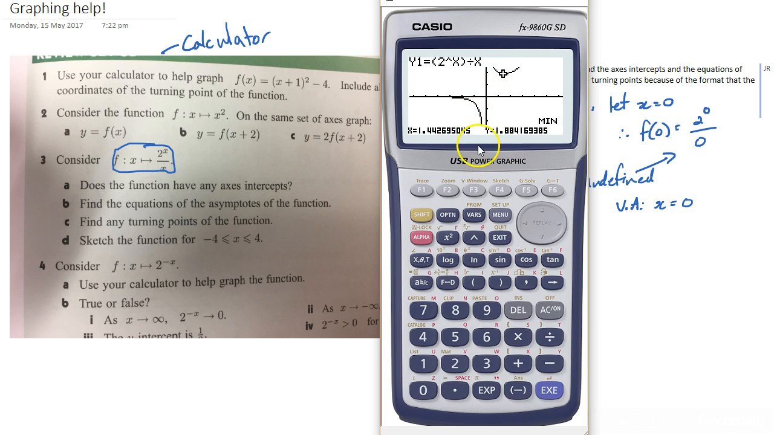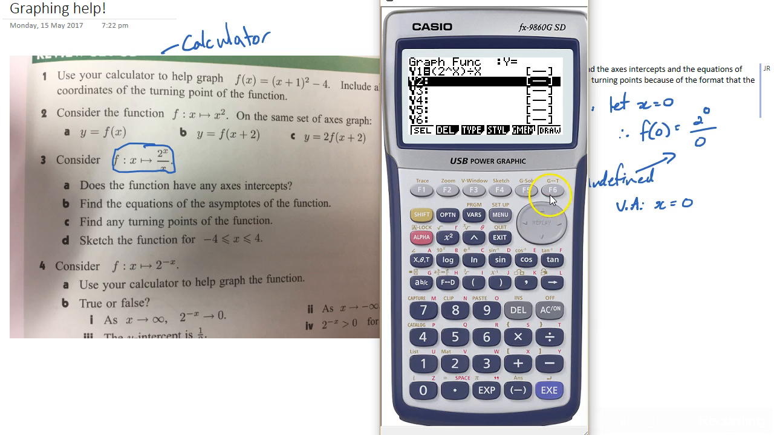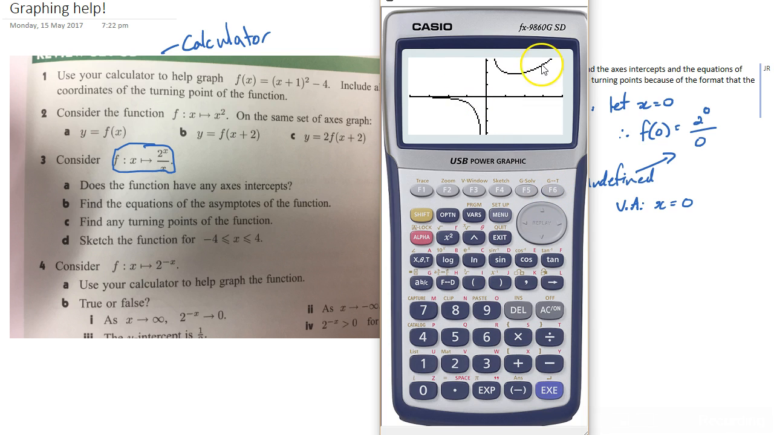Why not? Because as we keep going down here, obviously that looks like it's going to continue going on down there. And then sketch it for the domain -4 to 4. So set up our viewing window. I want to go from -4 as the minimum value of x up to 4. And now we exit. It will show it to us. There we go. That's the function there. 2 to the power of x. What is 2 to the power of x? Oh, it's a curve that increases like that. And then I'm dividing it by x. And that's what you end up with.